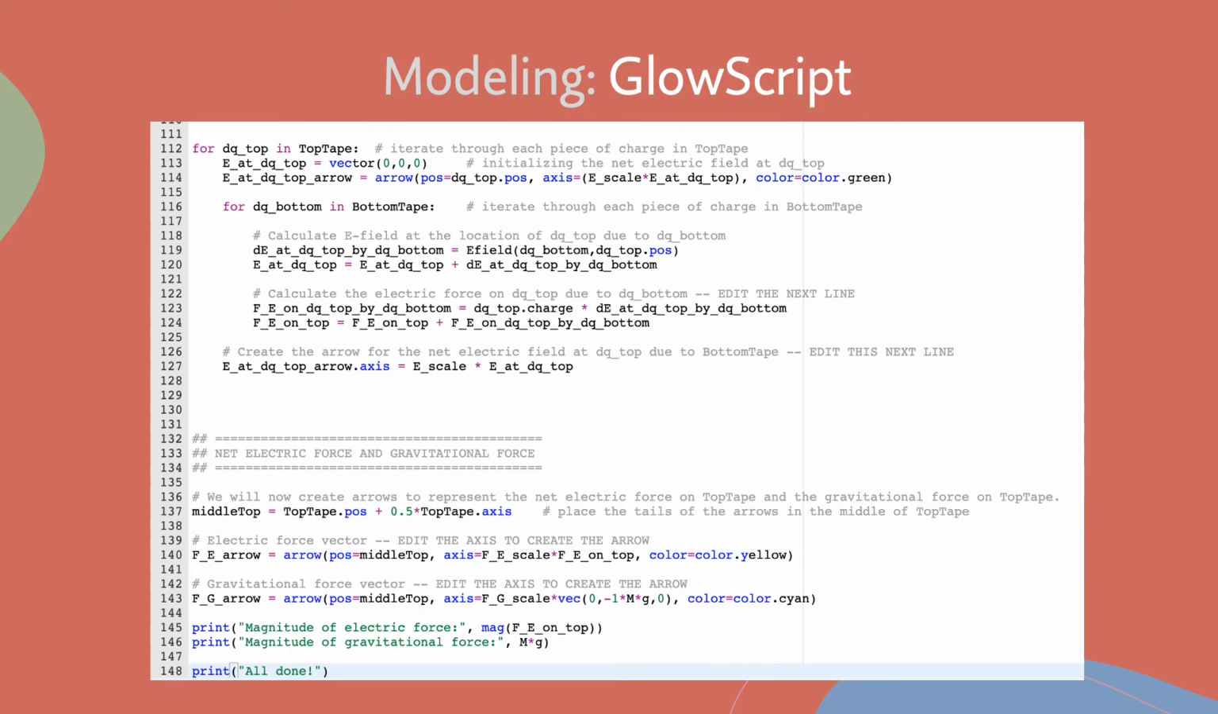Next in the code, a loop ran that calculated the individual electric field and electric force on each point charge in the top piece of tape due to the bottom piece of tape. It also summed up these individual forces into one net electric force. Lastly, arrows to represent the total electric and gravitational forces were added to the model, and these values were printed in the text box.